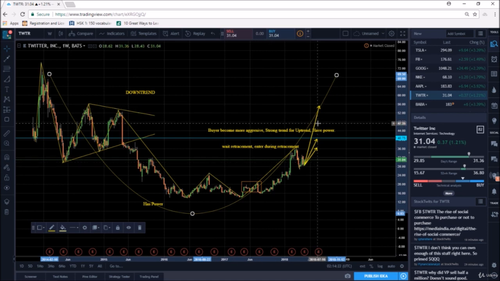I hope this sharing and this analysis is beneficial for you. We included our power analysis, we saw the trend analysis, and we used Fibonacci for our extension or projection, our take-profit target, right? Thank you. See you in the next section where we will analyze more stocks, all right?